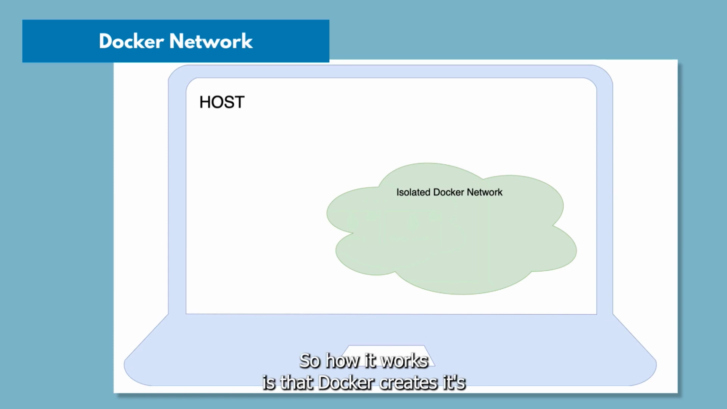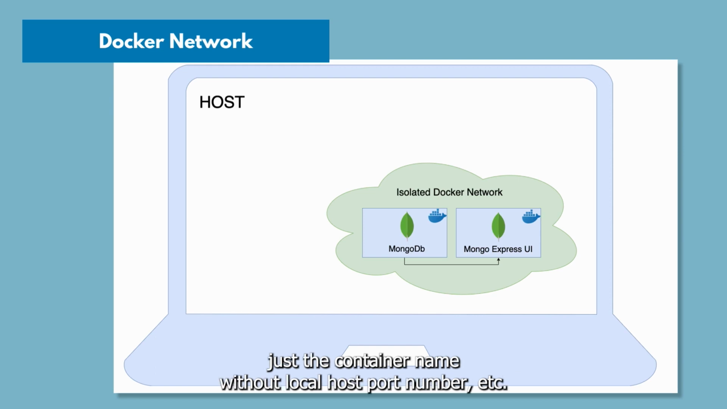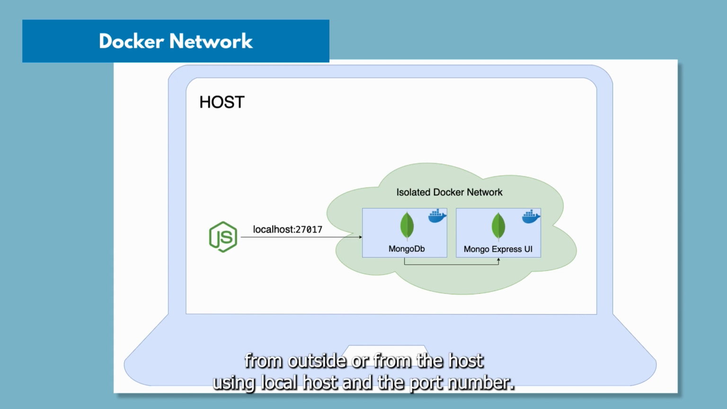How it works is that Docker creates its isolated Docker network where the containers are running. So when I deploy two containers in the same Docker network, in this case Mongo and Mongo Express, they can talk to each other using just the container name, without localhost, port number, etc., just the container name, because they're in the same network. And the applications that run outside of Docker, like our Node.js, which just runs from a Node server, are going to connect to them from outside, from the host, using localhost and the port number.